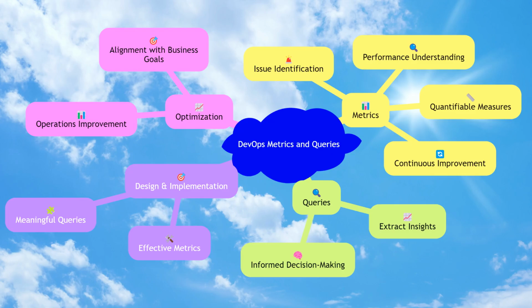In the realm of DevOps, the design and implementation of appropriate metrics and queries are crucial for monitoring and improving operations. Metrics provide quantifiable measures that help teams understand performance, identify issues, and drive continuous improvement. Queries, on the other hand, allow teams to extract meaningful insights from data, enabling informed decision making. This presentation will delve into the various aspects of designing and implementing effective metrics and queries, ensuring that operations are optimized and aligned with business goals.